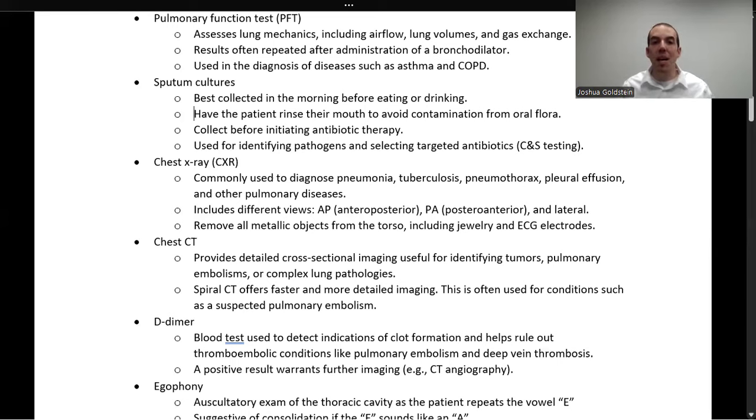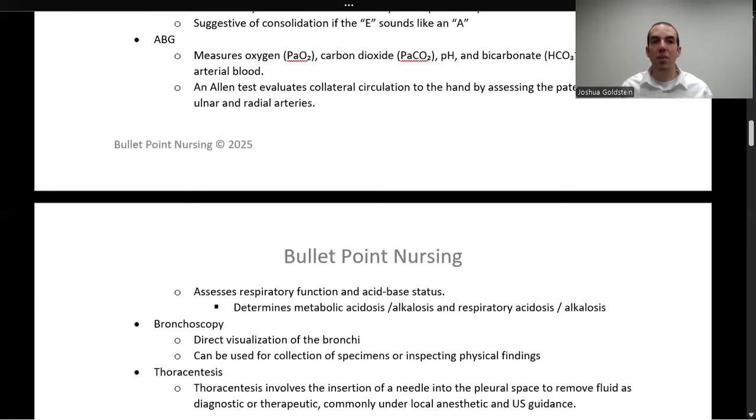Next, we have egophony. Egophony is really not used a whole lot, but it is absolutely still taught in nursing school. This is an auscultatory exam, meaning it's listening to the patient's chest cavity with a stethoscope when they say the word E. And we're looking to hear if that E sounds like an A. If it sounds like an A through the stethoscope when you're listening to a certain part of the lungs, that suggests consolidation, which we'll learn in a few minutes is a sign of pneumonia. But that's what egophony is. Not very much used, but it's still fair game for your tests.